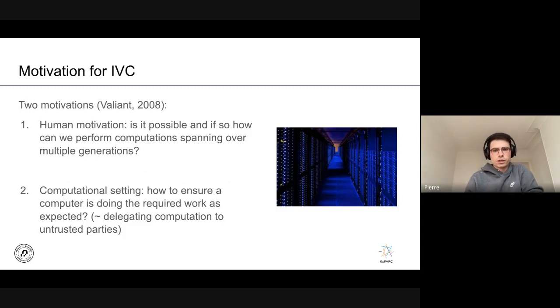And there is also a computational motivation, a computational setting, which is more generally to ensure that the computer you have delegated computation to is doing the required work as expected. So this is the idea of delegating computation to interested parties, which is the idea in the blockchain setting of rollups, of the general paradigm of scaling today.